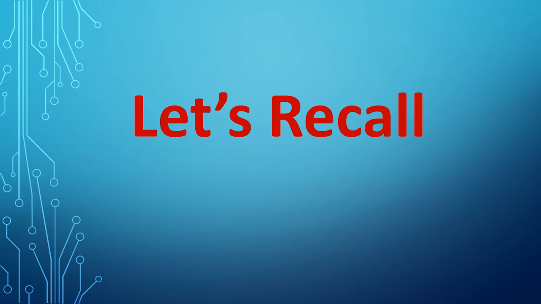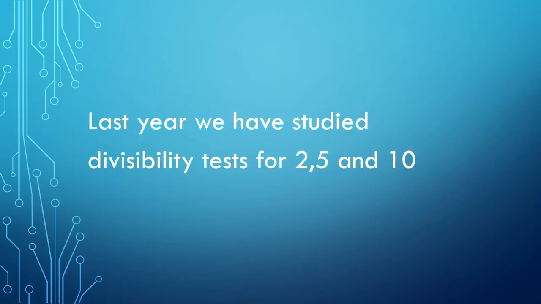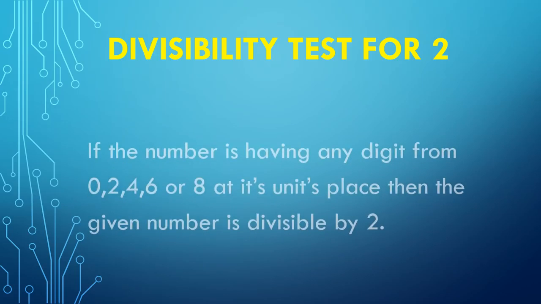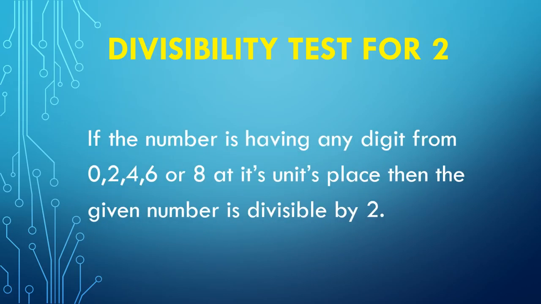Let's recall. Last year we studied the divisibility test for 2, 5 and 10. Divisibility test for 2. If the number has any digit from 0, 2, 4, 6 or 8 at its units place, then the given number is divisible by 2.